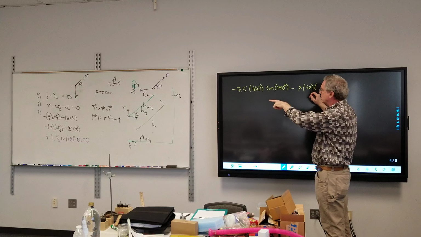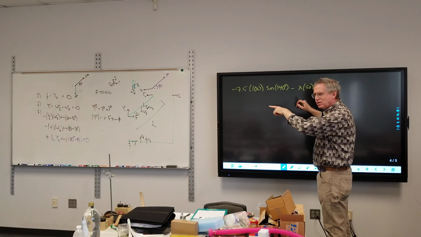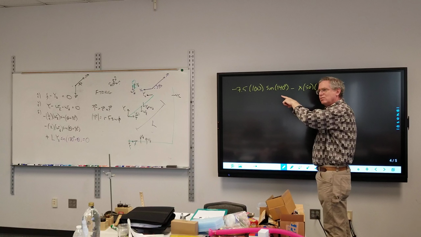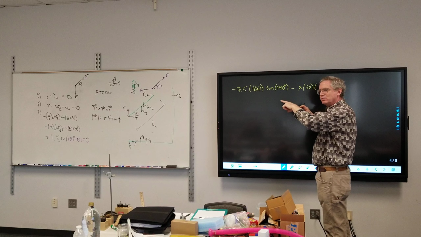Then why are we doing 100 right there? It's the weight. Wait, I thought isn't the weight 98? Isn't it 9.8 times 10? Earth 2. Oh, acceleration due to gravity, 10 meters per second squared.